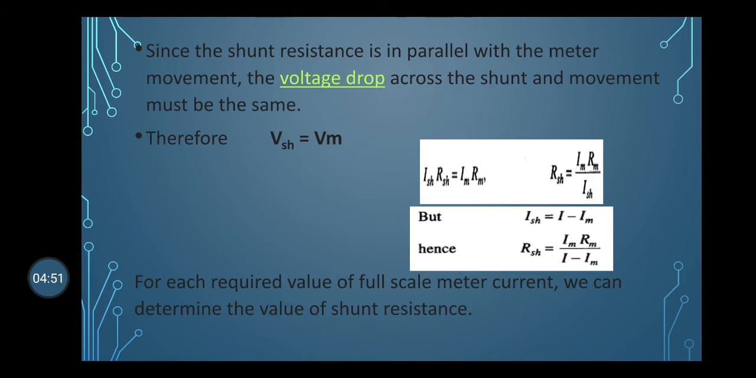For the requirement of full scale meter current, we can determine the value of resistance, and by putting the particular value of resistance we can get the deflection on the meter. And for each required value of full scale meter current, we can determine the value of shunt resistance.